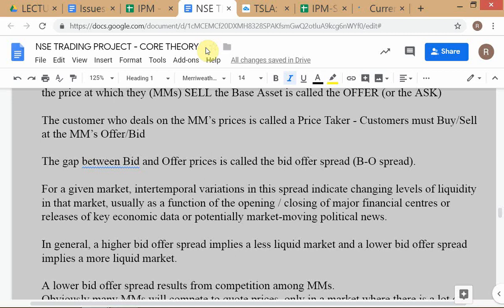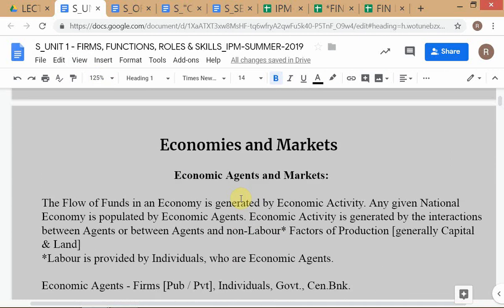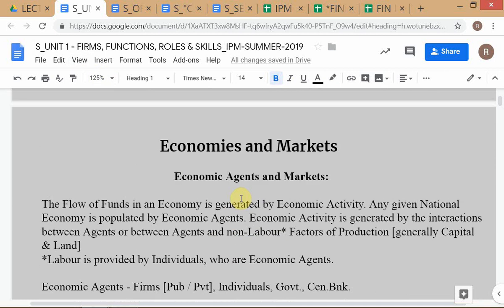Is that clear? And then later on, once we start the project, I may go back to the longer version of the notes and cover some of that material. Okay, so is this clear to everyone so far? So this thing, NSE trading project, I'll rename it as short version of unit one. Okay, and then you'll have the long version of unit one, which is what you see here, and then I will create a separate one for unit zero, which is basically giving you the rationale for the curriculum.